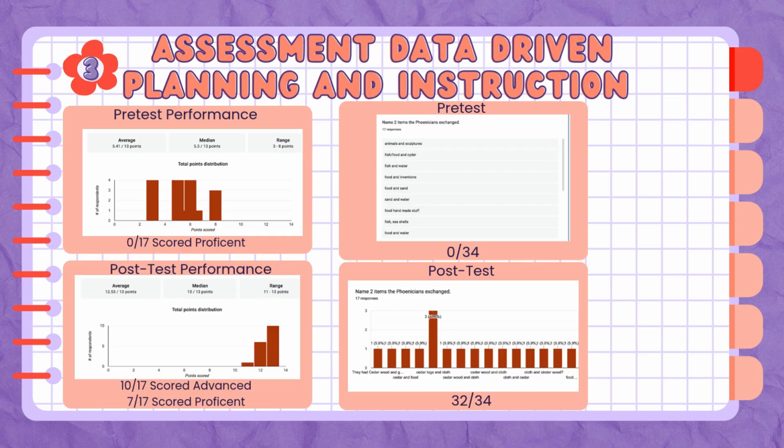On the post-test performance, we can see a big jump from the pre-test to the post-test. After instruction, the same test was given. Students showed major growth from the pre-test to the post-test. 10 out of 17 students scored advanced, and 7 out of 17 students scored proficient. Looking at the same question, name 2 items the Phoenicians exchanged, from the pre-test to the post-test, 32 out of 34 possible points were scored by 17 students. That showed major growth from the pretest to the post-test.